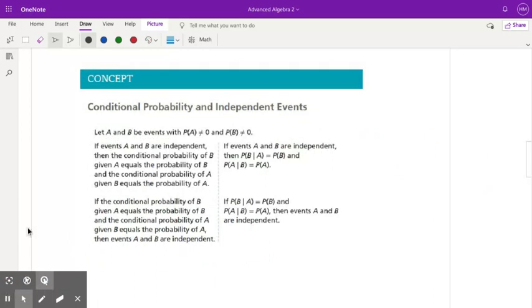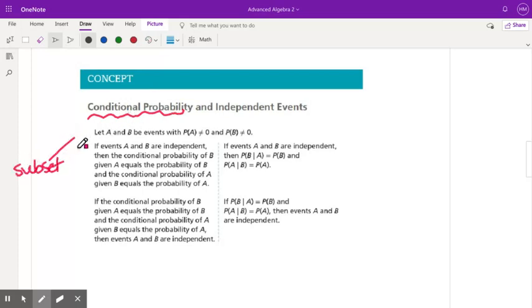Now we have this idea of conditional probability and independent events. Remember, conditional probability is finding the probability of one event happening given that something else already happened. I like to think of conditional probability as the probability within a subset. Like in the previous example, we had sophomores, juniors, and seniors. So our sophomores were a subset. We were calculating probability just for that subset of sophomores.